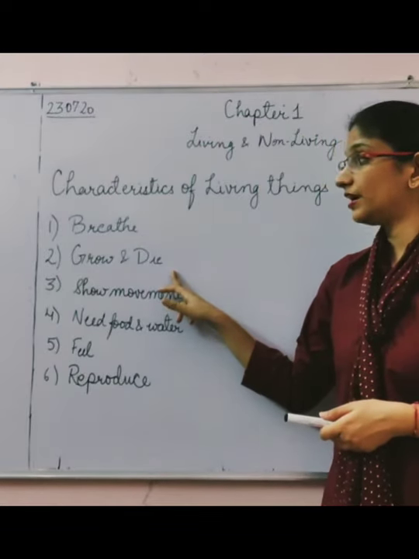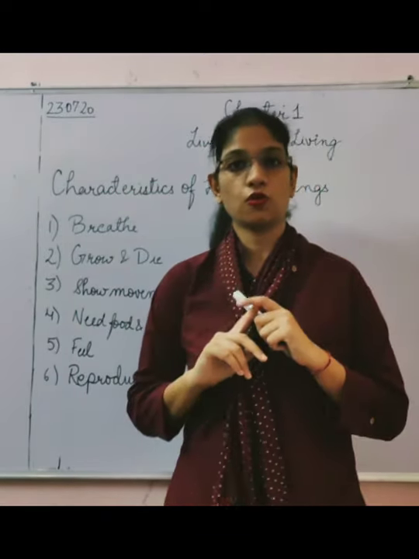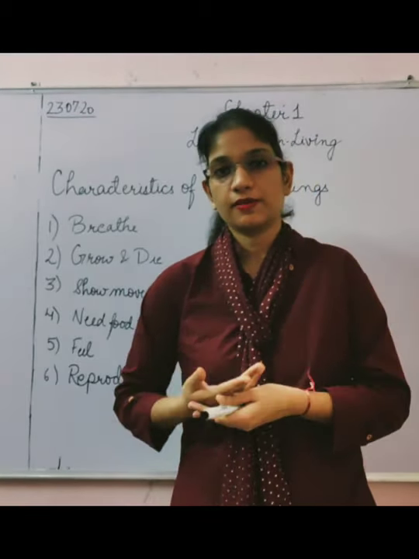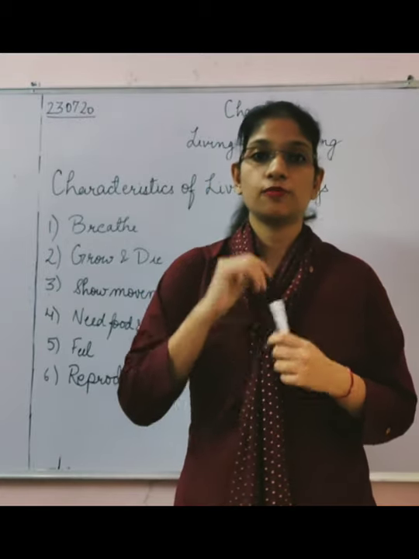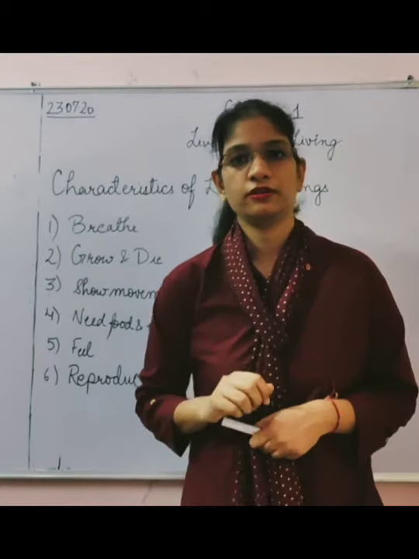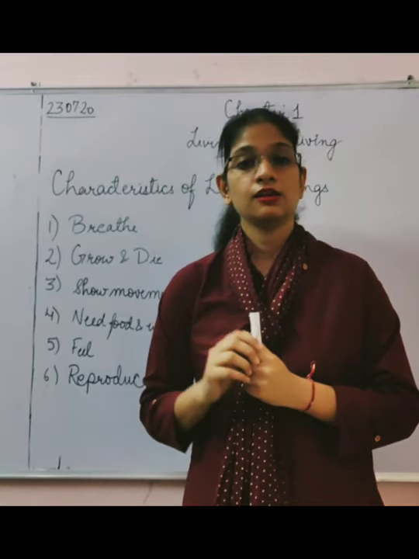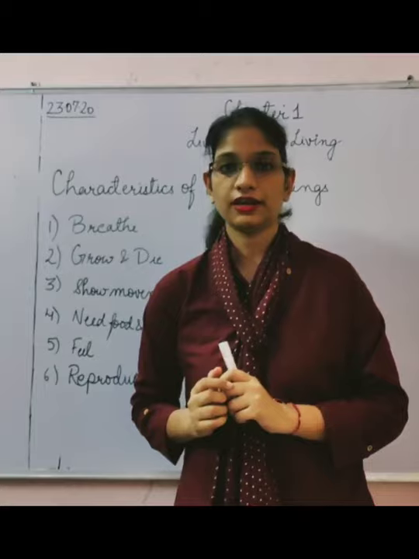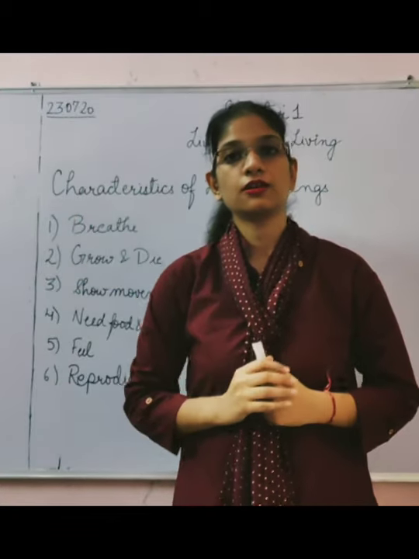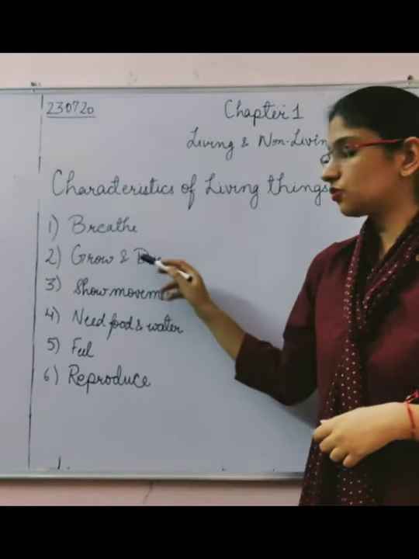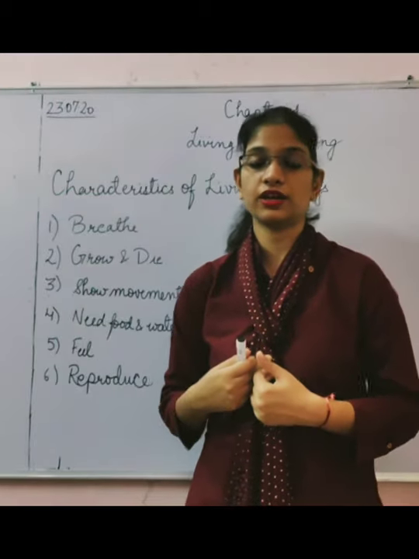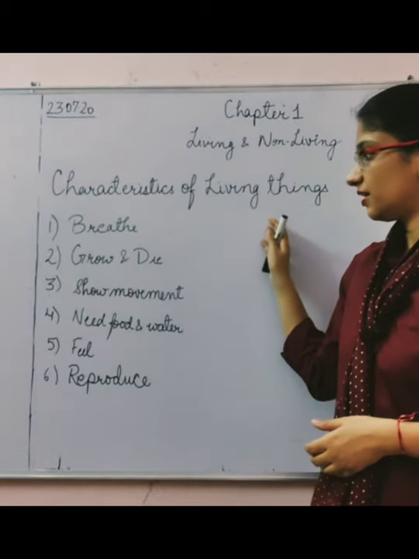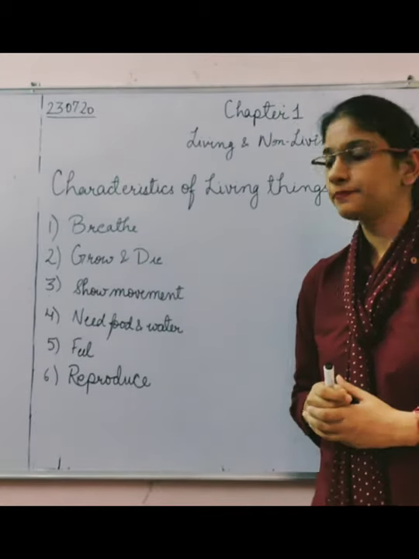Next, grow and die. All living things grow and die. In the case of human beings, a baby is born. The baby grows into a boy, then becomes old and then dies. In the case of a plant, a baby plant is grown, right? It becomes a huge tree. So plants also grow and die. Human beings also grow and die. Same happens in the case of animals also. So all living things grow and die.